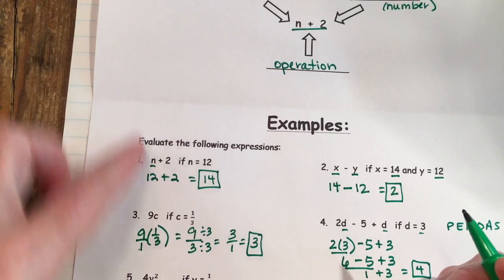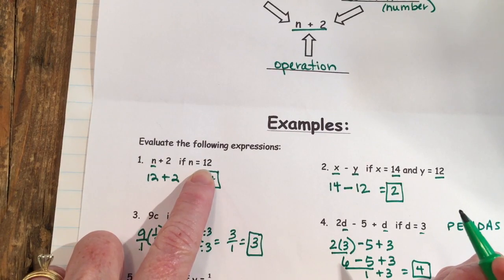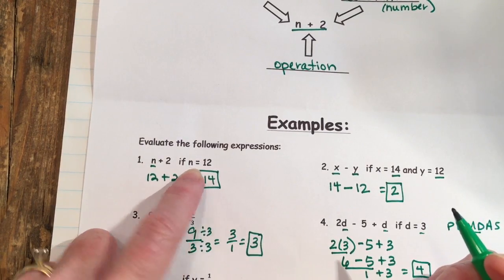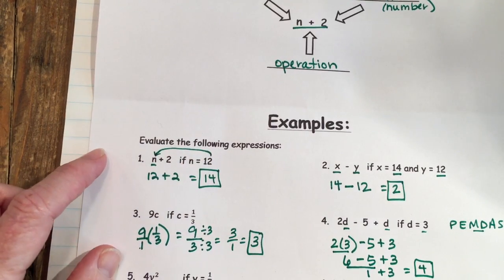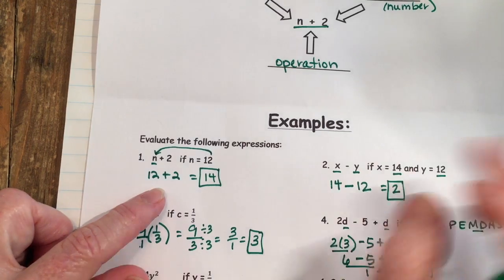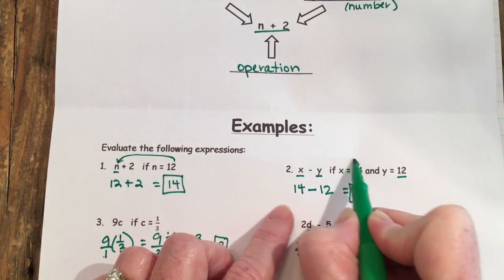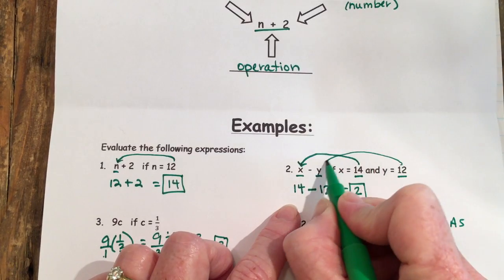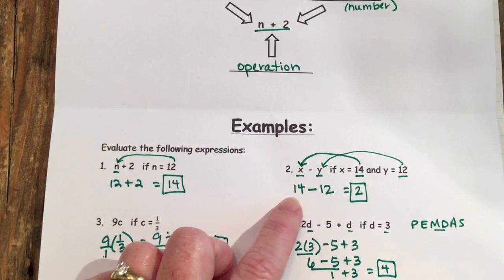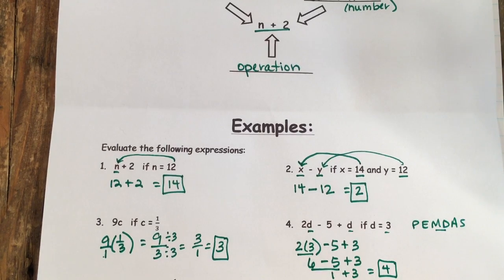So to evaluate, remember all we did is we took the number that they gave us for the variable and we just put it in there for the variable, and then we solved the problem. So every time x was 14, so 14 went there, and then y was 12, so 12 went right there. And then we solve the remaining problem. All right, so that's evaluating expressions.